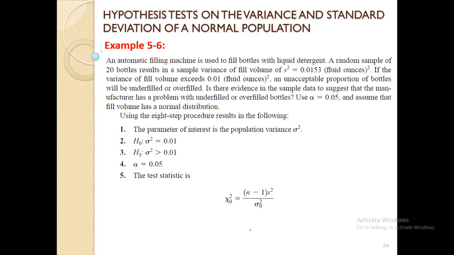For this case, we use chi-square as a statistic. We calculate chi-square with n minus 1 times s squared, where s squared is the variance of the sample. This is from the example. And this is the standard that we would like to take, 0.01. This is the hypothesis variance, 0.01.